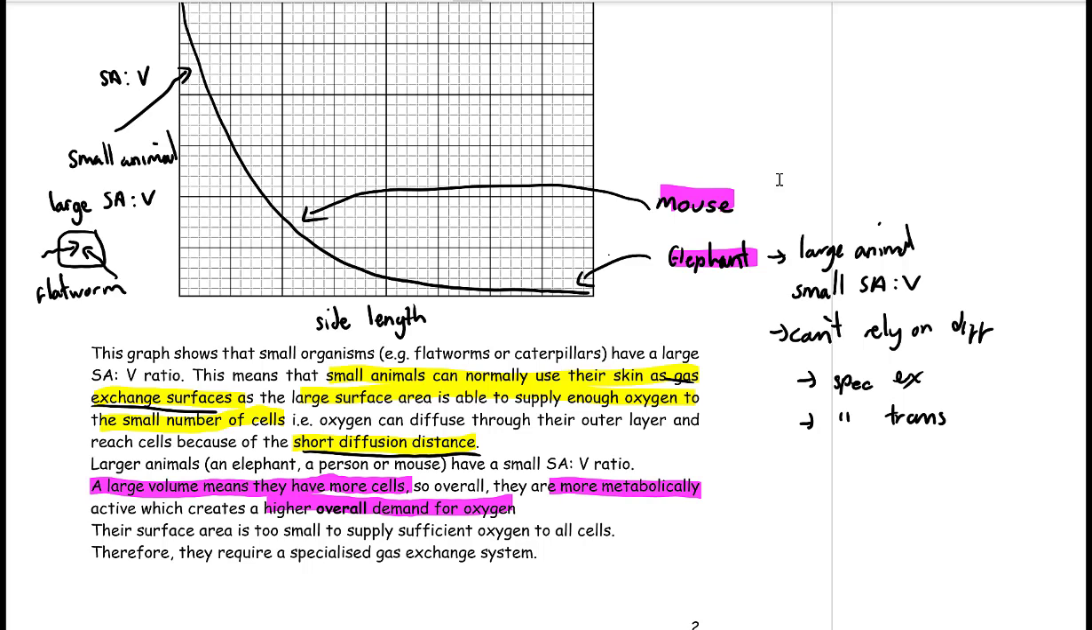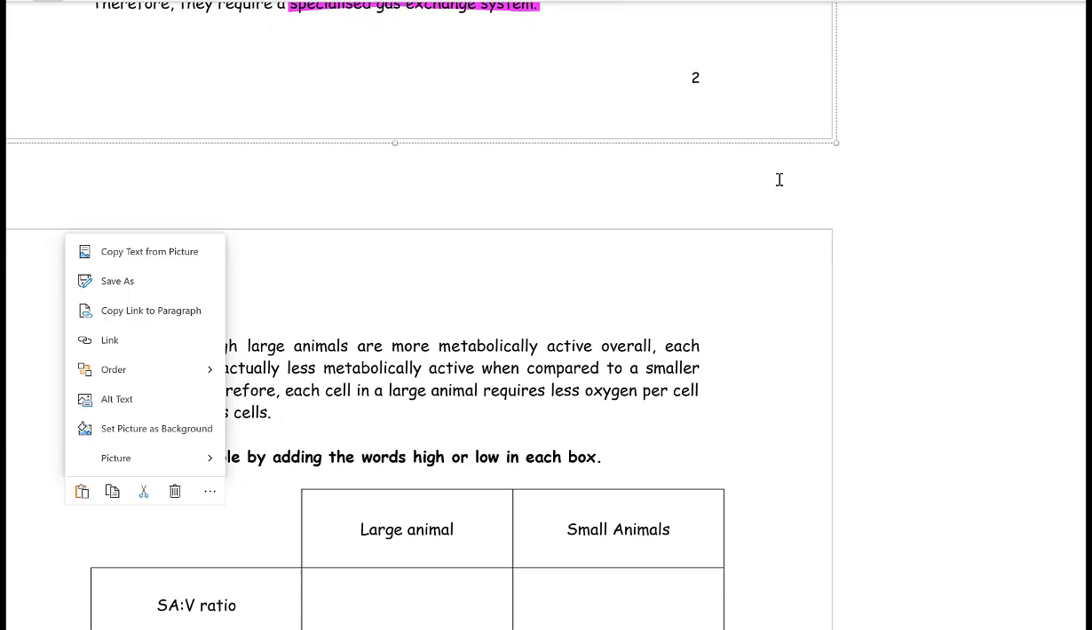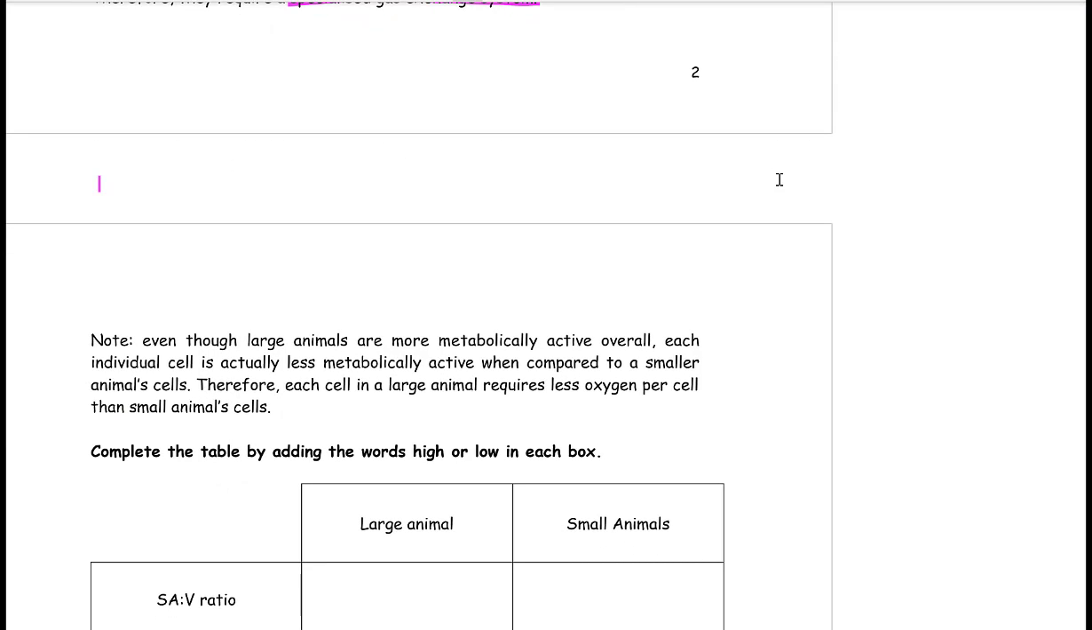Part of an elephant's problem is, though, that the surface area is too small, so they have to have a specialised gas exchange system. Now, even though large animals are more metabolically active overall, so for example, an elephant needs more oxygen overall, each individual cell is actually less metabolically active when compared to smaller animal cells. Therefore, each cell in a large animal requires less oxygen per cell than a small animal's cells.